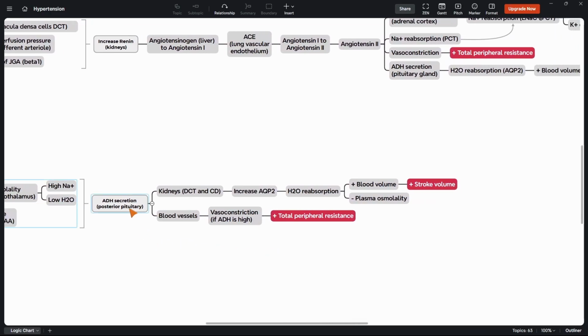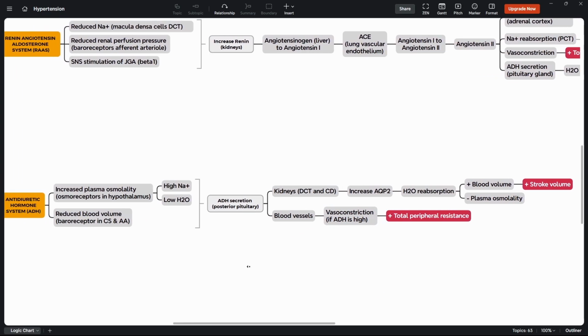Once ADH is secreted by the posterior pituitary, it acts on the kidneys at the distal collecting tubules and the collecting duct, which increases aquaporin channels, leading to sodium reabsorption, more blood volume, more stroke volume, and more water being reabsorbed, which dilutes the bloodstream and therefore also decreases plasma osmolality. As mentioned, ADH is also known as vasopressin, and it can also act on blood vessels to cause vasoconstriction if there is a high amount of ADH, which you typically don't really see unless the patient is extremely dehydrated, and that can lead to an increase in total peripheral resistance.